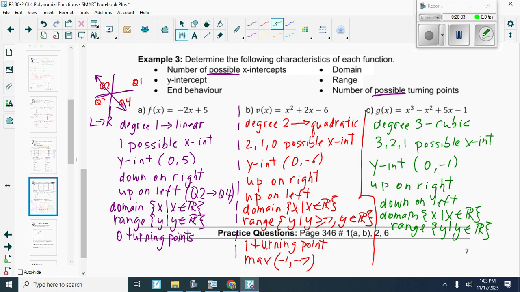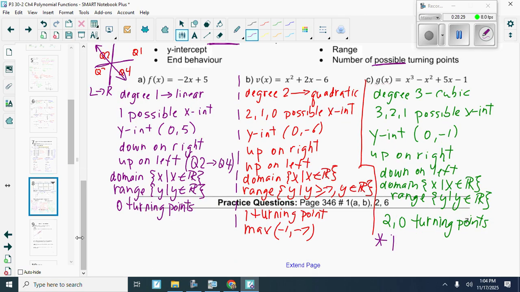Okay, possible turning points. How many possible turning points with the cubic function? There's 2 or none. A point of inflection is not a turning point. So it's either 2 or 0 turning points, going the other way. So just maybe make yourself a little note there. Point of inflection is not a turning point.